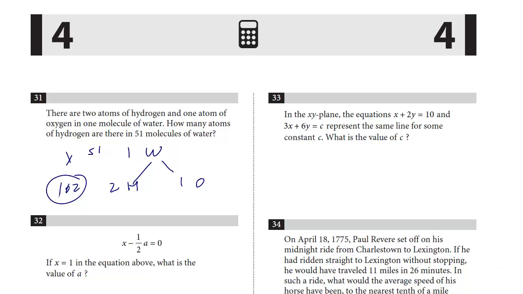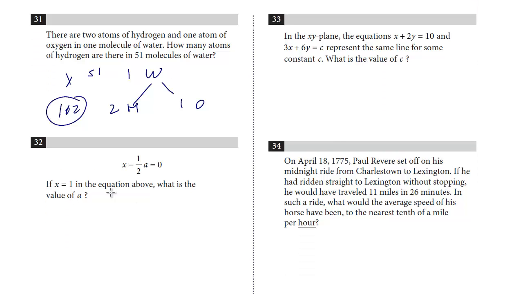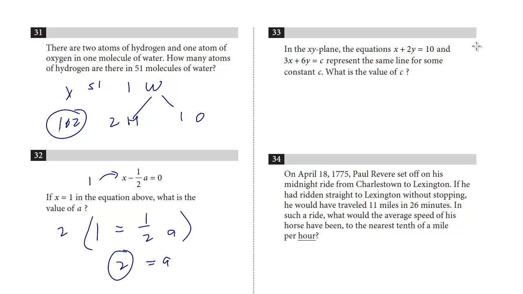All right, let's take a look at question number 32. If x equals 1 in the equation above, what's the value of a? So if we just plug in a 1, and I'm going to add 1/2 a to both sides. And to solve for a, we just multiply both sides by 2, and we get a equals 2. So another very straightforward question. All right, let's take a look at question 33.